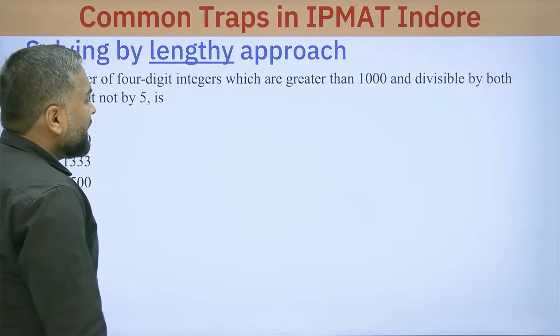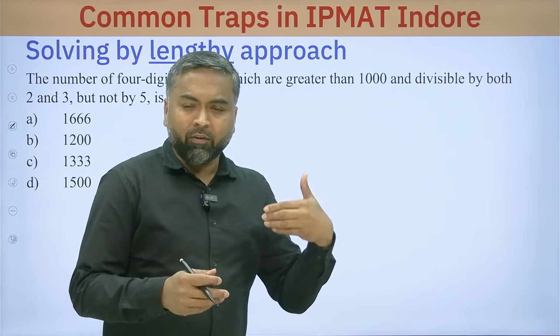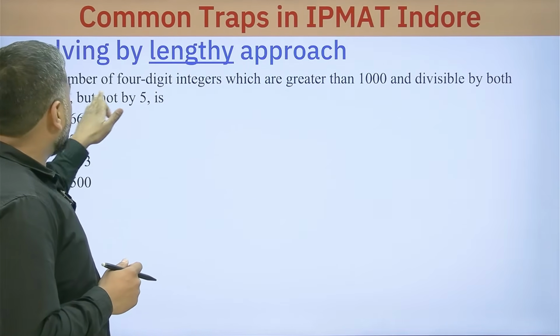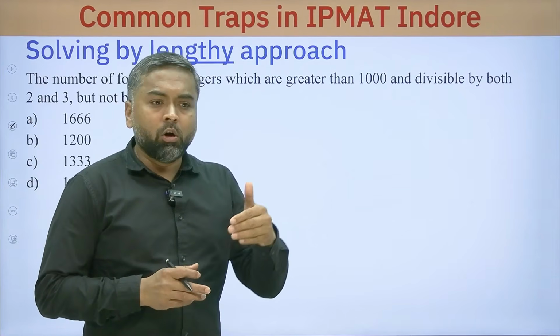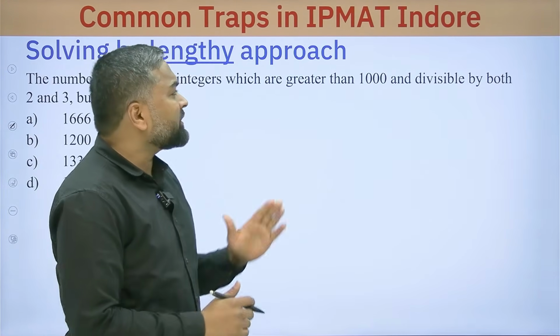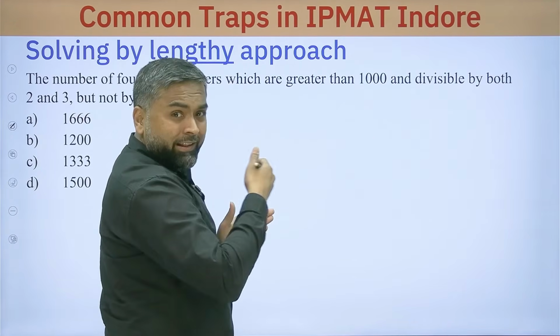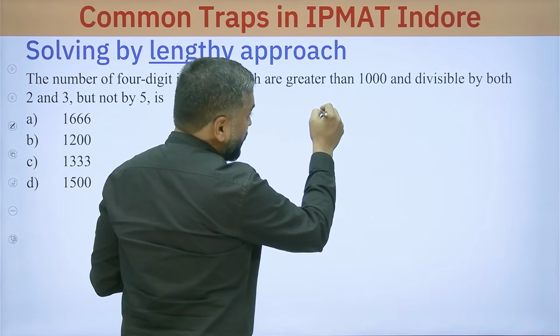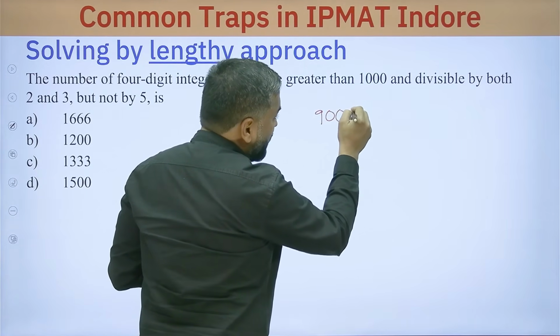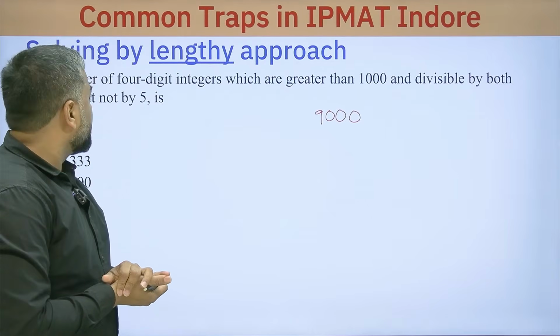Greater than 1000, which means starting 1001 and going on, it's a 4-digit number, so we will go up to 9999. For the time being, let's start from 1000. So from 1000 till 9999, there are a total of 9000 numbers. Correct? There are a total of 9000 numbers.